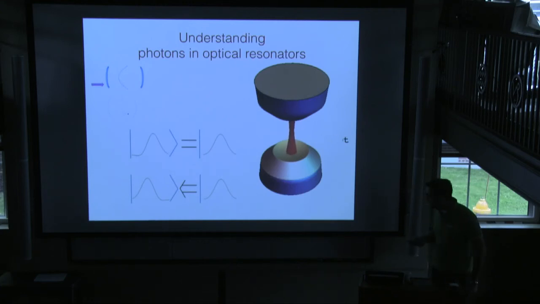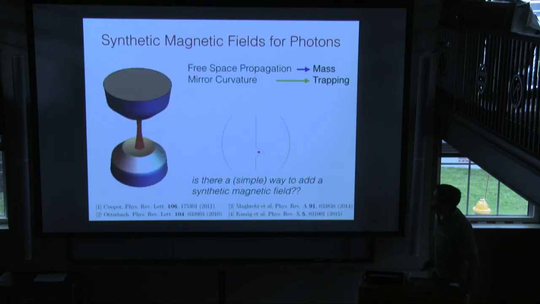Okay? Great. So there's a whole Floquet story if you want to understand that formally, but the takeaway message is that the free space propagation along the cavity axis gives your photons an effective mass, and the curvature of your mirrors provides some trapping. So the question is, is there a way to add on top of this a magnetic field for the light? And what I'd like to argue here is that the answer is actually yes.